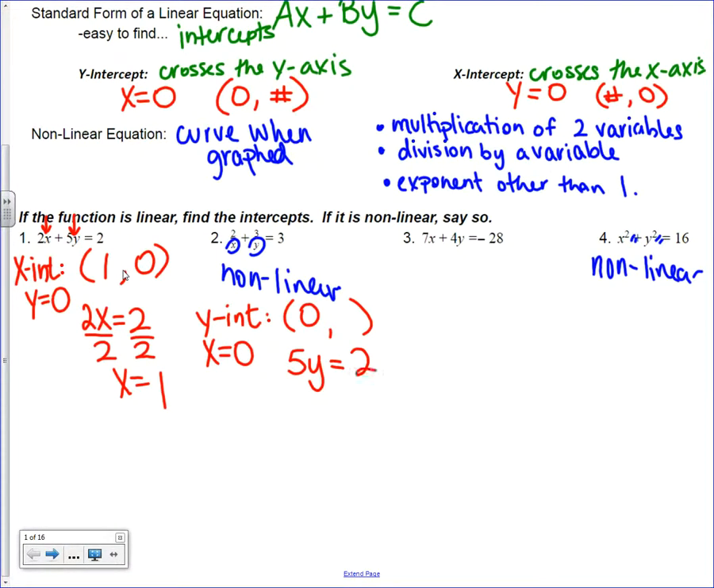5y is equal to 2. Divide by 5. You say 0.4. Could I leave it as 2/5? Sure, it doesn't matter if it's a fraction or decimal. So where am I going to put this 0.4? In that second spot, the y spot, which would be 0.4.